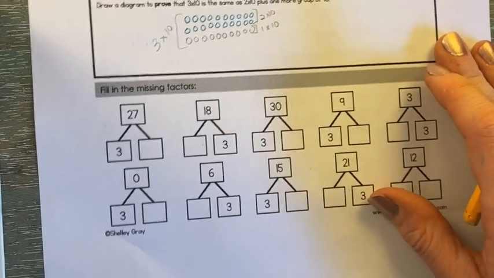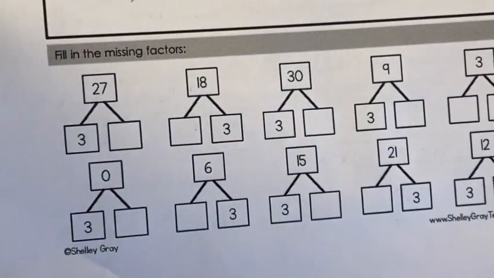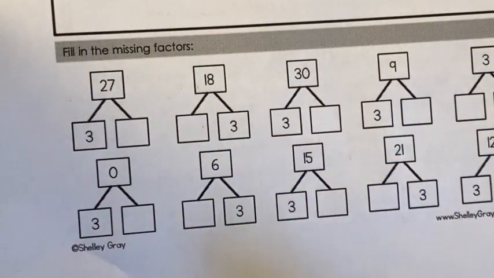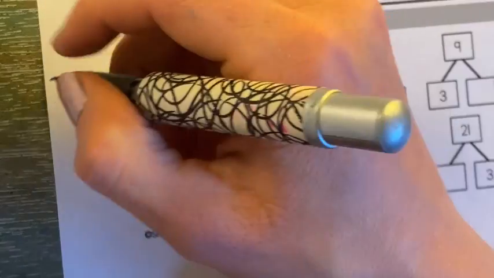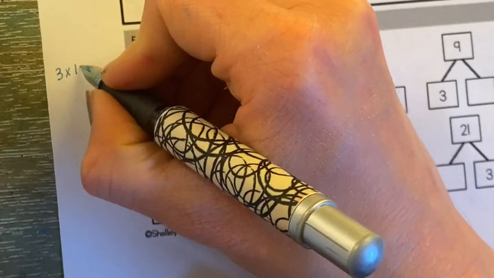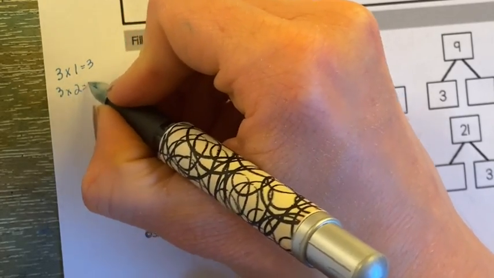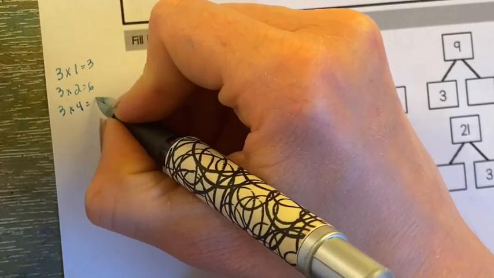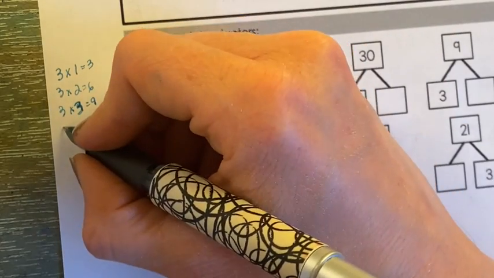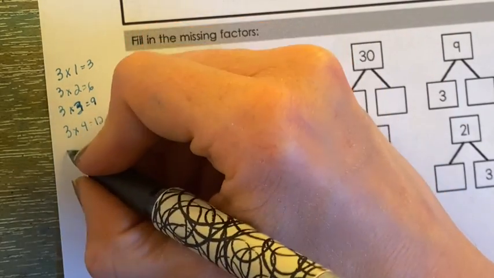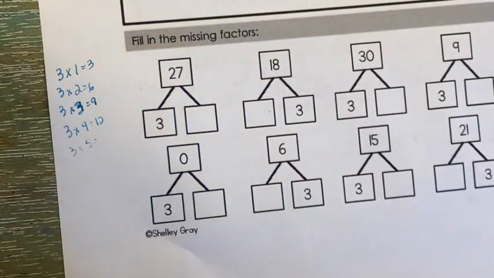Now it's asking you to find the missing factors. So these are all for 3. 3 times what is 27? So you're going to figure it out. You could write out your 3 times tables. We've practiced our 3 times tables. Maybe you want to write out 3 times 1 is 3, 3 times 2 is 6, 3 times 3 is 9, 3 times 4 is 12, 3 times 5 is, uh-oh, I'm running out of ink. So that is a sign that you're going to do this on your own. Actually, I'm just going to switch my ink out real quick.